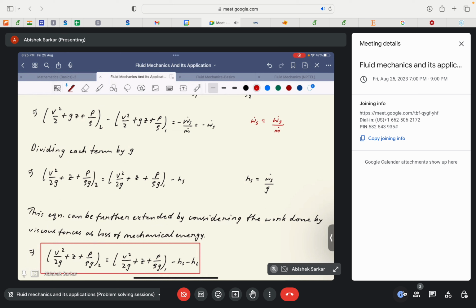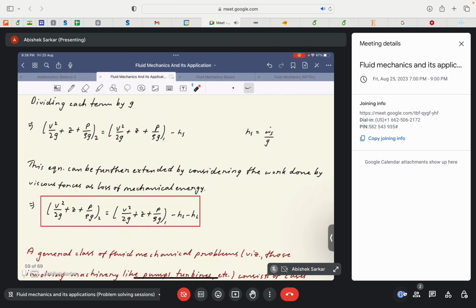Now if we try to represent it in terms of head, or in terms of the dimension of length, then we divide it by small g. Then we have v square by 2g plus z plus p by rho g at 2 is equal to v square by 2g plus z plus p by rho g at 1 minus hs. Okay, so this is the form of equation that we will mainly be dealing with in today's session, and for the rest of the problems that we are going to use.